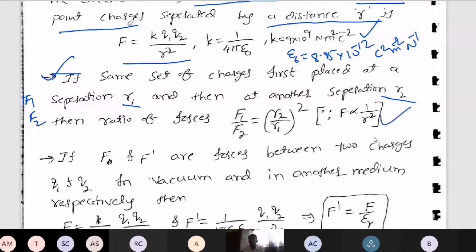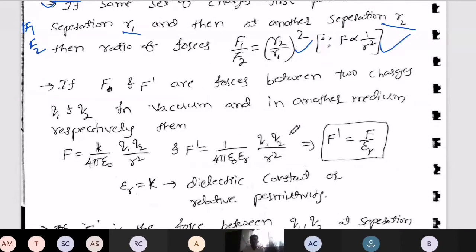So what is the relation between force and distance? Force is inversely proportional to r square. So F1 by F2 will become what? R2 by R1 whole square. These are called comparison based questions.